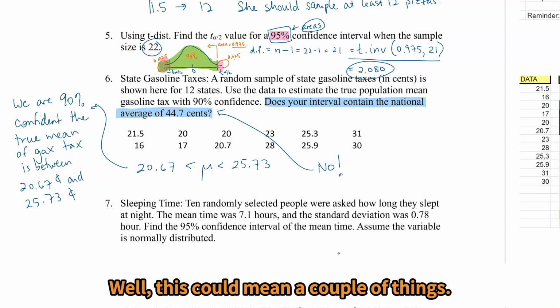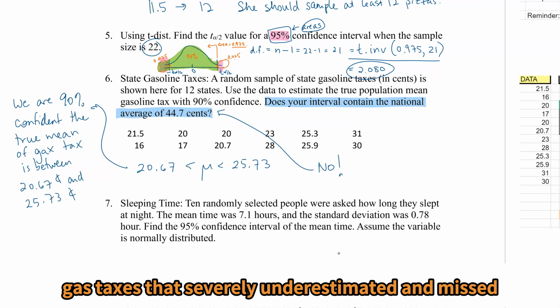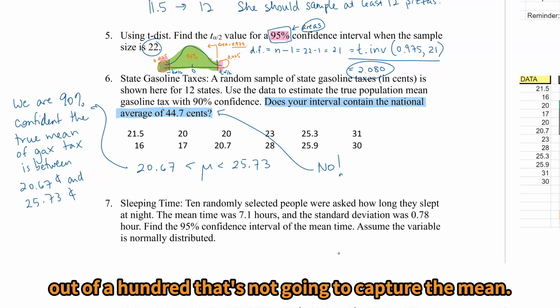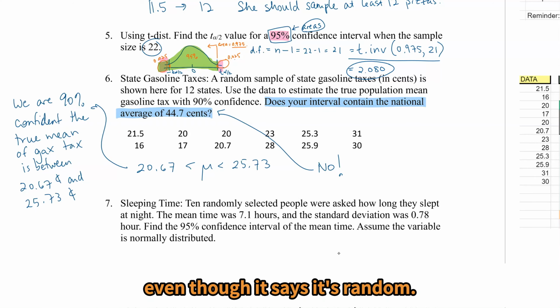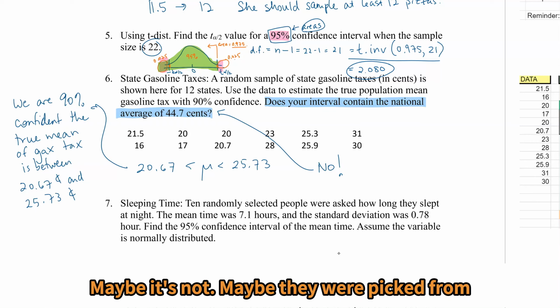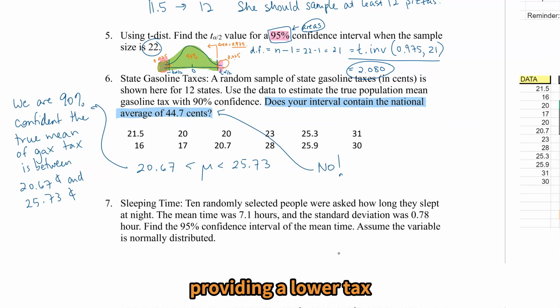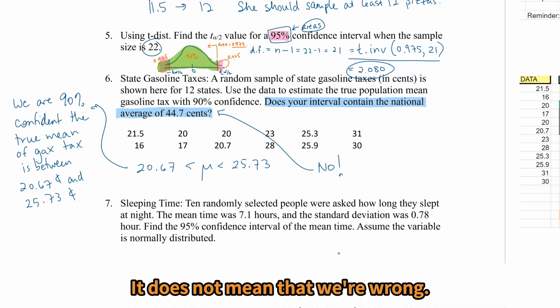Well, this could mean a couple of things. It could mean that we just happened to get the sample of gas taxes that severely underestimated and missed capturing that national mean. So it could be one of the 10 out of 100 that's not going to capture the mean. It could be that this random sample wasn't so random. Even though it says it's random, maybe it's not. Maybe they were picked from mostly lower cost of living areas, providing a lower tax and thus giving us a lower estimate. It does not mean that we're wrong.